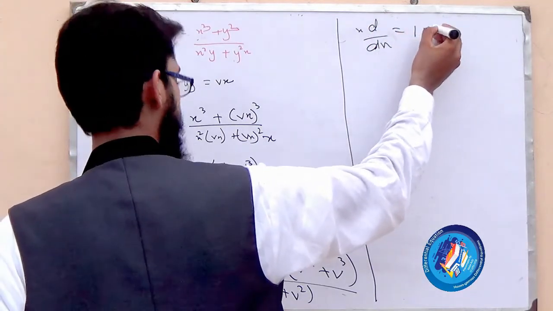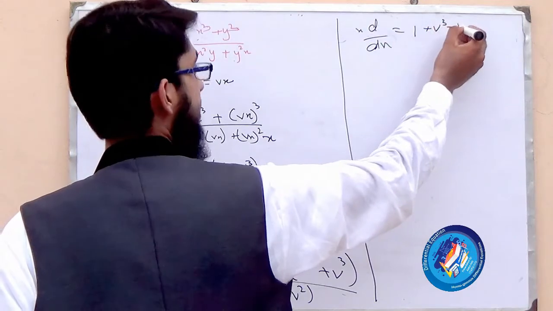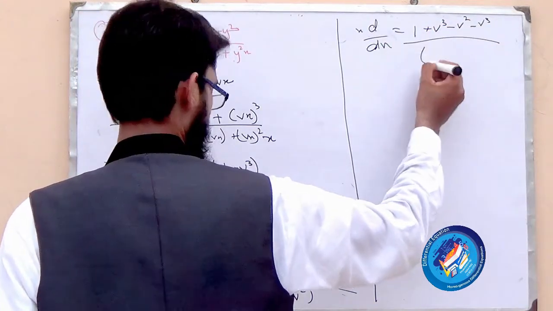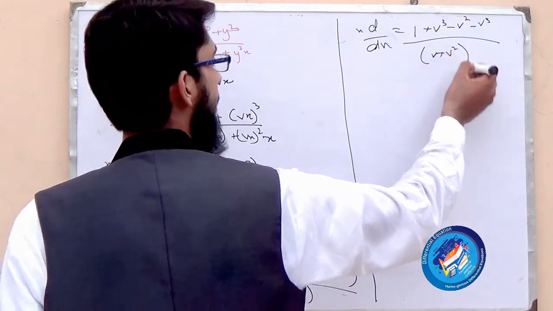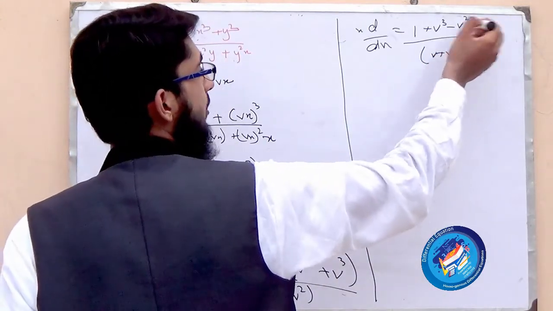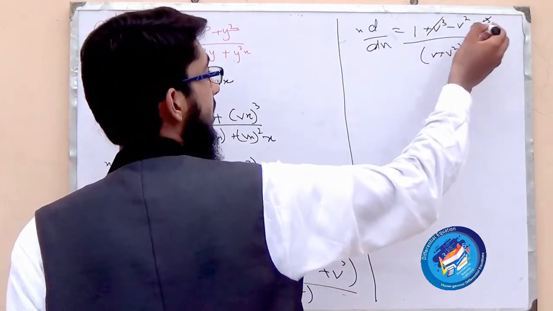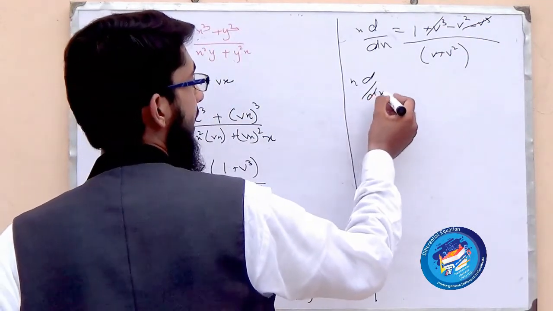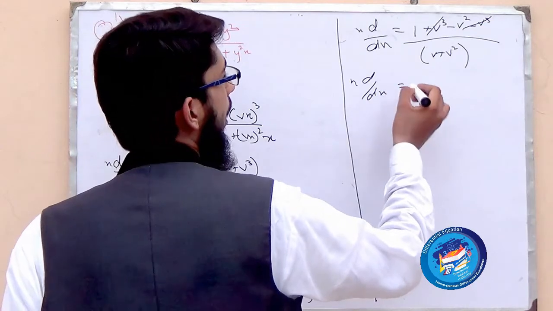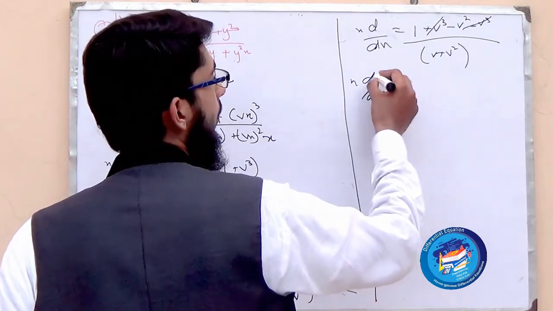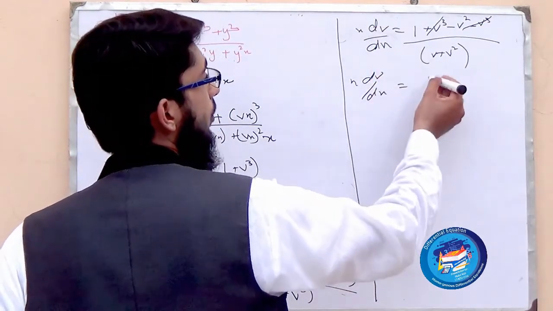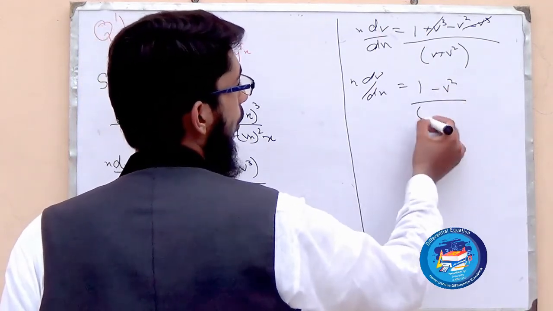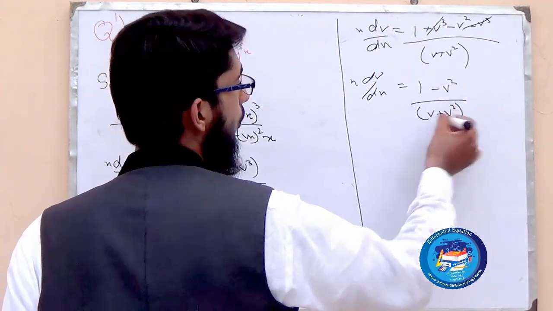One plus v cube minus v square minus v cube over v plus v square. This positive v cube and this negative v cube will be cut off. We will have now x dv over dx. Here we have to put dv, 1 plus 1 minus v square over 1 plus v.